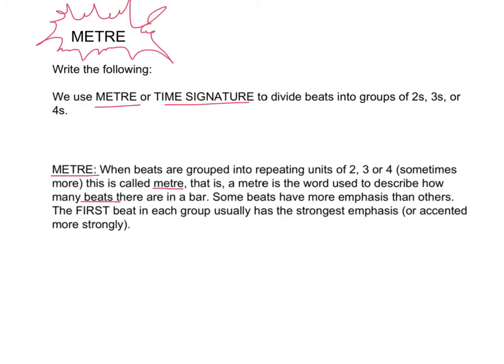Metre basically is the word used to describe how many beats are in a bar. Some beats have more emphasis than others. The first beat in each group usually has the strongest emphasis, or it is accented more strongly. Please pause this video now and write a definition of metre.